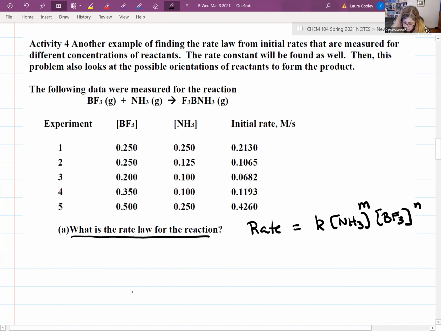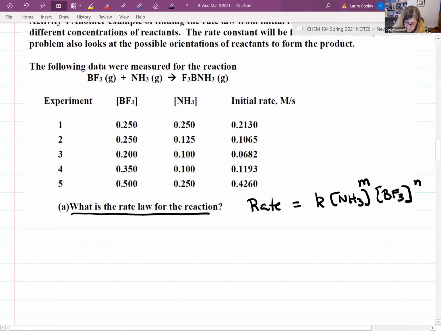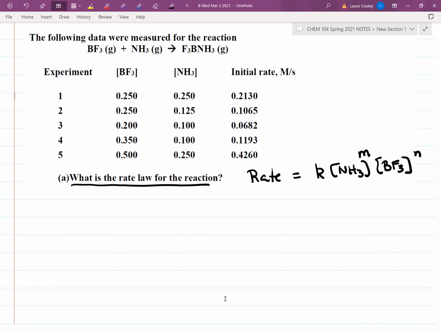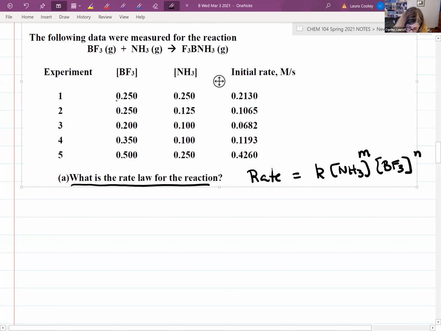Okay. So what am I going to do? I have to look at my experiments. I have to look at all these, right? I'm going to look at them. And I'm going to find 2 where one reactant doubles, let's say, and the other one stays the same. So somebody tell me in the chat, what 2 can I pick out? What 2 should I look at? One and 5, excellent. Here's 1 and here's 5.